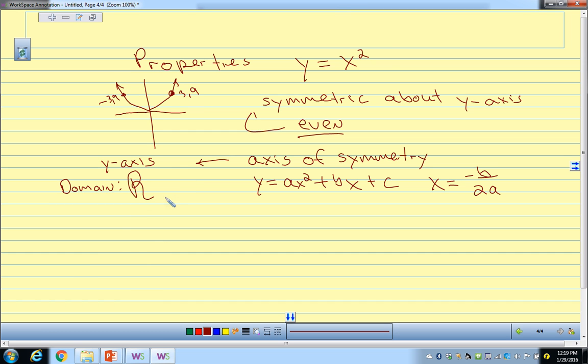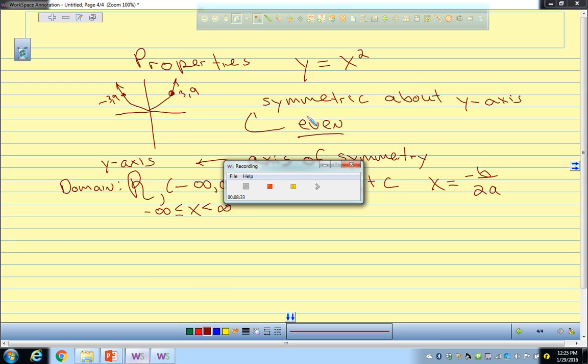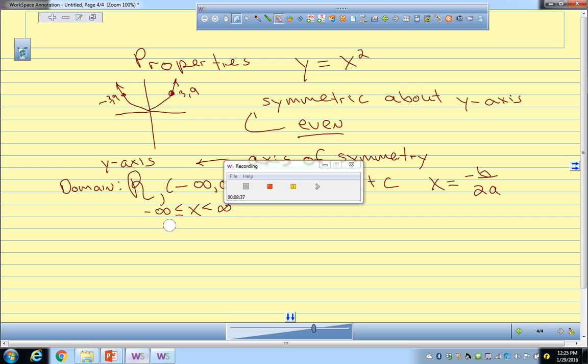That means all real numbers. You could write it like this: negative infinity up to positive infinity. That's another way to write the same thing. We could write this as x is greater than or equal to negative infinity and not equal to, sorry, messed that up. I'll get rid of that.